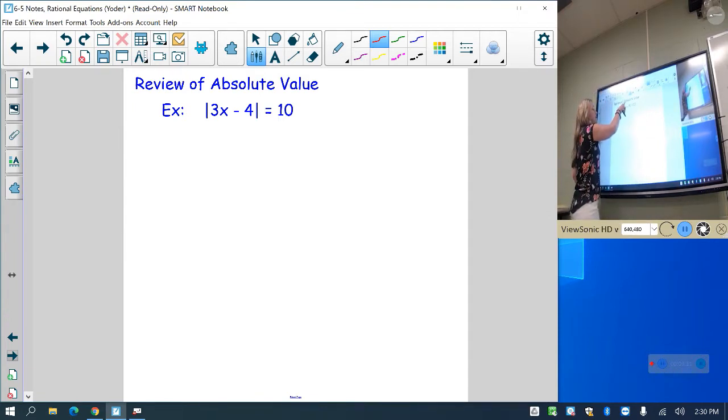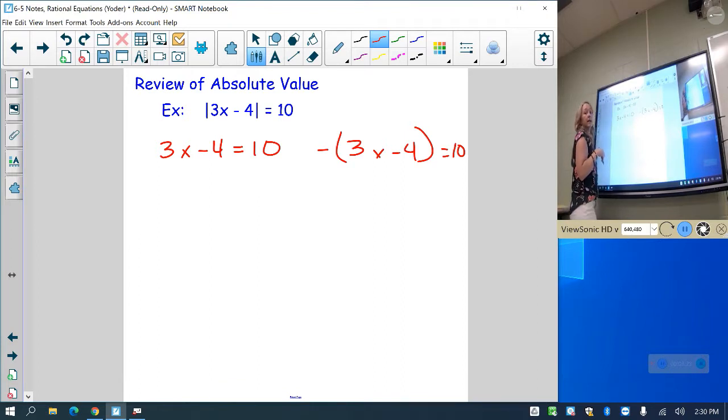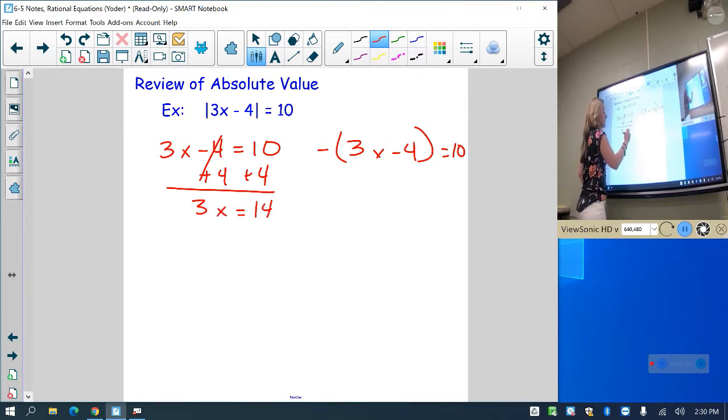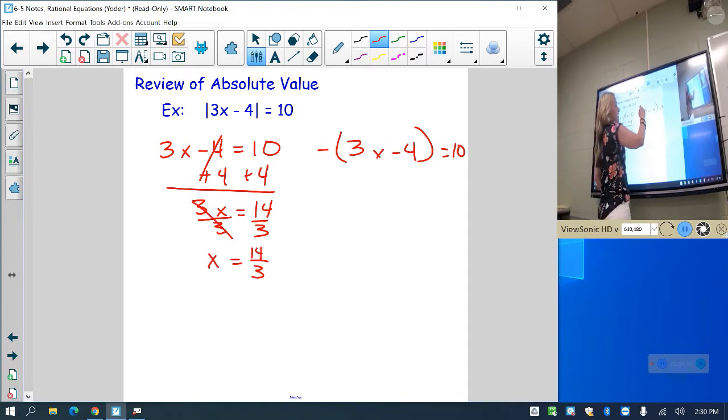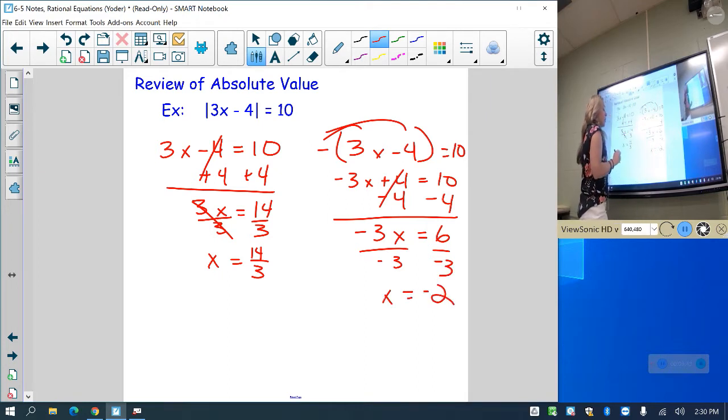So what we can say is this inside could equal 10, or 3x minus 4 could be negative, because if I made this negative, it could also be 10. We're going to solve both. So I have 3x equals 14, divided by 3. On this side, distribute. So I have negative 3x plus 4 minus 4. Then I have negative 3x equals 6, divided by negative 3. x equals negative 2. When you solve absolute value equations, you always have to check your solution.